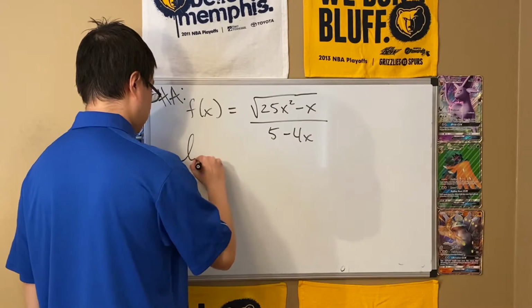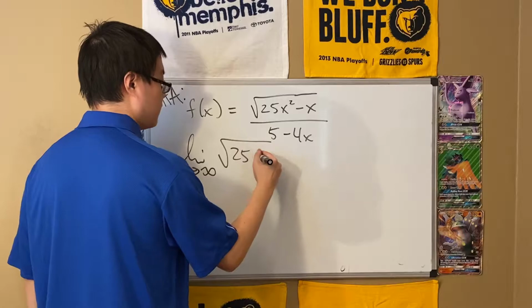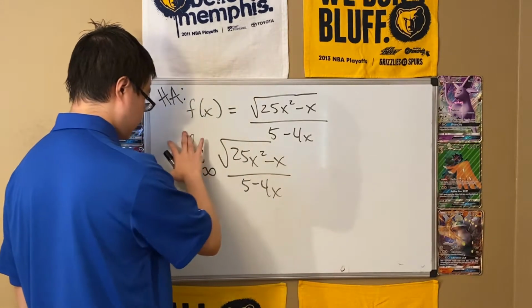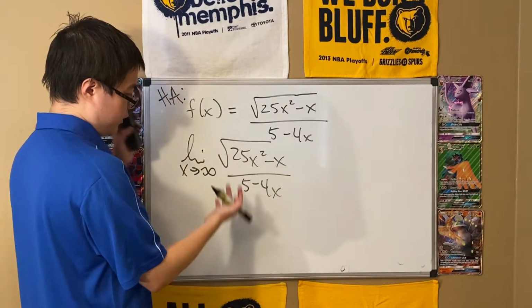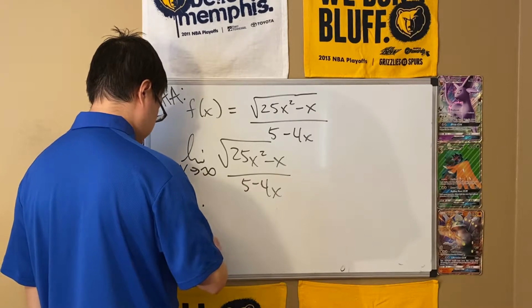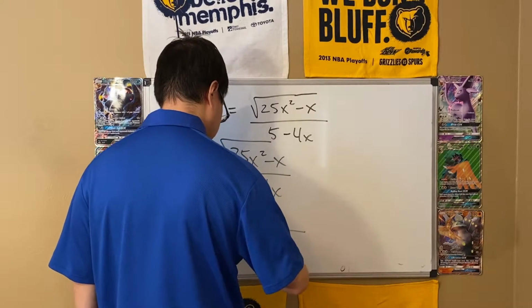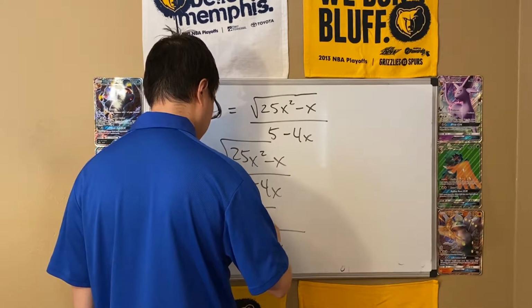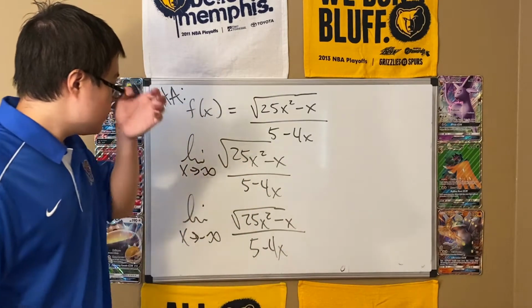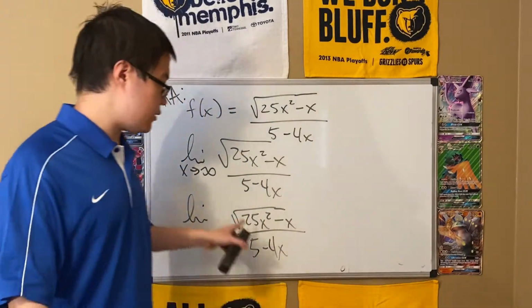So in this case, it's going to be the limit as x goes to infinity of the square root of 25x squared minus x over 5 minus 4x. Then I'll set up the other limit, the limit as x goes to negative infinity, of the same function. We're going to find both limits, and then we'll be on our merry way. We're so close to the nap we're going to earn after this video. So let's keep going strong. Let's take the positive infinity one first and just do the two limits separately.